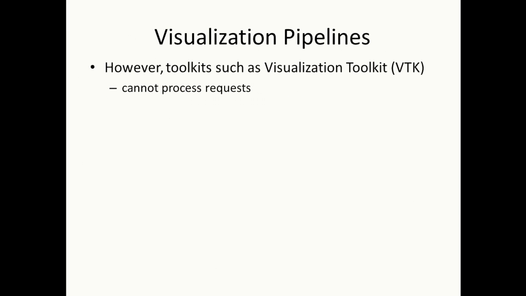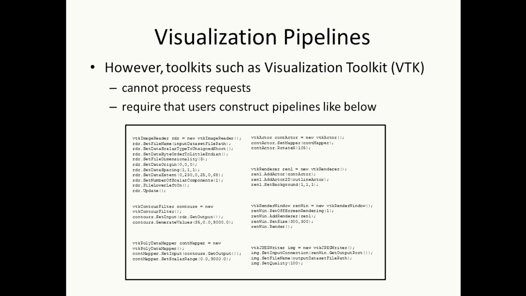However, toolkits such as the Visualization Toolkit cannot process such requests. Visualization toolkits are software suites that support common visualization functions or operators, such as filtering, gridding, mapping, and rendering. Users are expected to develop custom visualization applications on top of these toolkit operators. More specifically, users are required to construct what are known as visualization pipelines as shown below. This pipeline Java code is based on VTK operators and is able to transform our seismic velocity data into the isosurfaces visualization that satisfies the request presented in the previous slide.